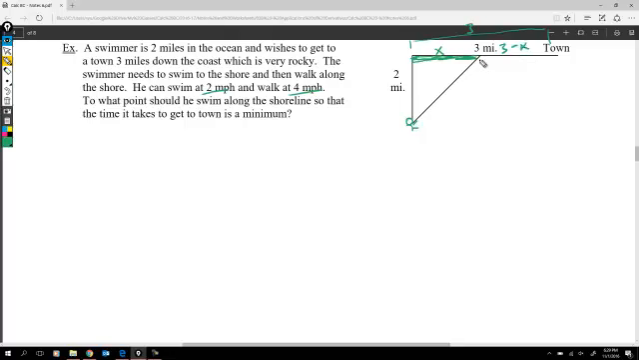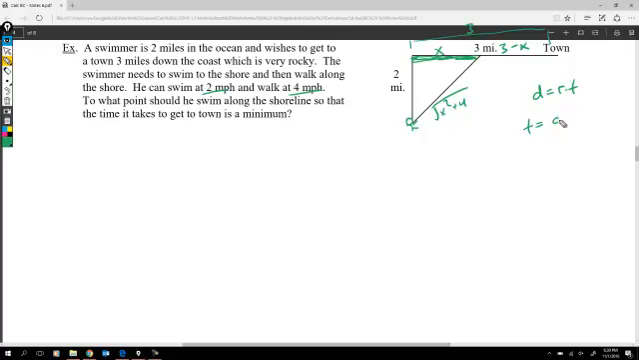I also need to find the distance he's actually swimming, because he's out here. He's going to be swimming this distance. I can use the Pythagorean theorem for that, so I'll get the square root of x squared plus 4. At this point, I have to come up with an equation that I know in my own brain, similar to related rates. I know that distance is rate times time. It's asking me to minimize my time.